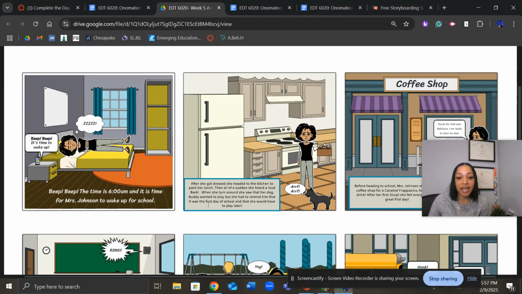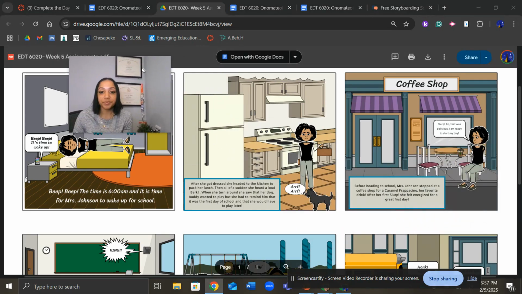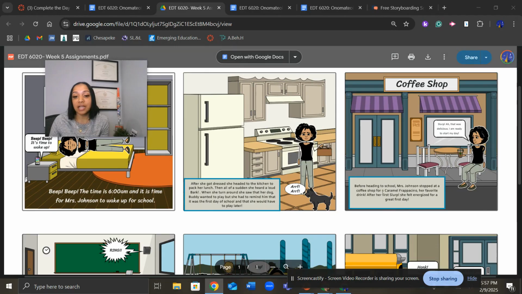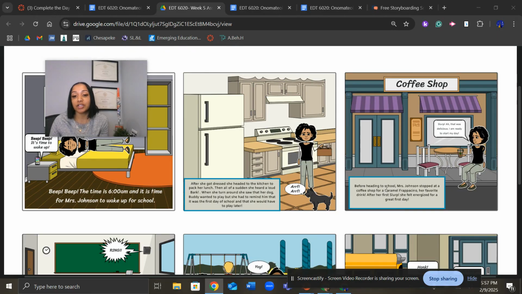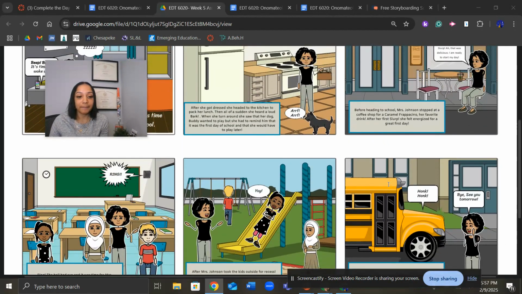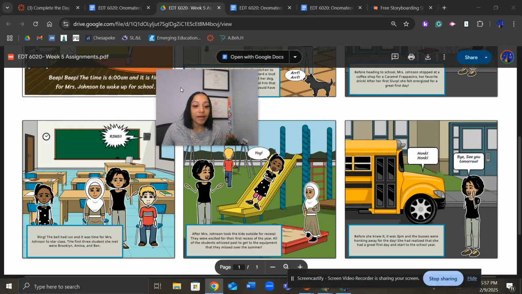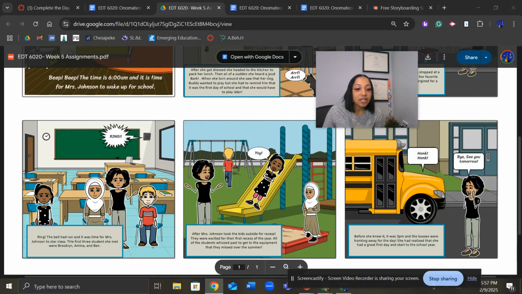After she got dressed, she headed to the kitchen to pack her lunch. Then, all of a sudden, she heard a loud bark. Ruff! When she turned around, she saw that her dog, Buddy, was waiting to play, but she had to remind him that it was the first day of school and that she wouldn't be able to play. She would be able to play later. Before heading to school, Mrs. Johnson stopped at the coffee shop for a caramel frappuccino, her favorite drink. After her first slurp, she was energized and ready for a great first day. Ring! The bell had rung, and it was time for Mrs. Johnson to start class. The first 3 students she met were Brooklyn, Amina, and Ben.